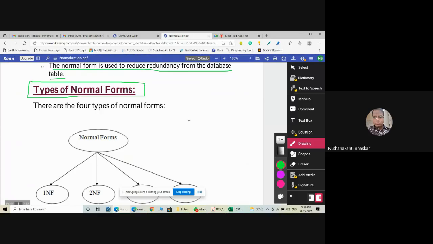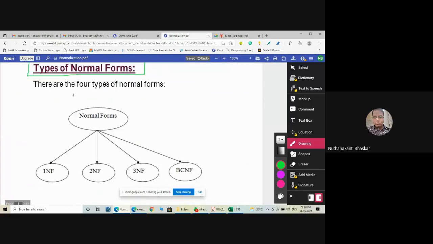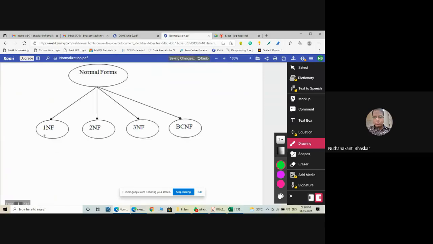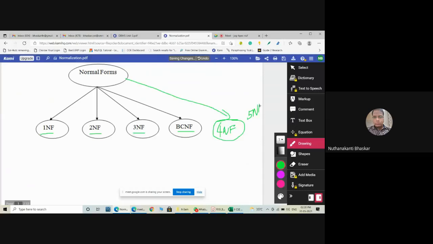The types of normal forms. Here we have basically not four, actually, five types of normal forms. One is first normal form; 1NF is the shortcut name for first normal form. Second normal form. Third normal form. BCNF. Next, fourth normal form, and fifth normal form are also there. I will tell you, don't worry. All normal forms I will tell. So basically six normal forms are there: the first normal form, second normal form, third normal form, BCNF. Actually, these are the core up to BCNF.